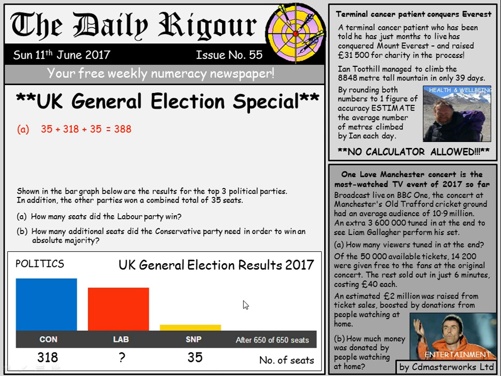Labour won all of the other ones, so we need to take this figure away from the total number of seats, which of course is 650. So Labour won 262 seats, which was a very good result for them. Several gains compared to the last general election.